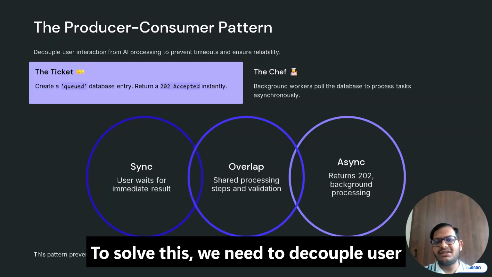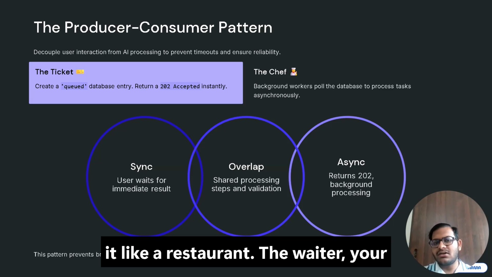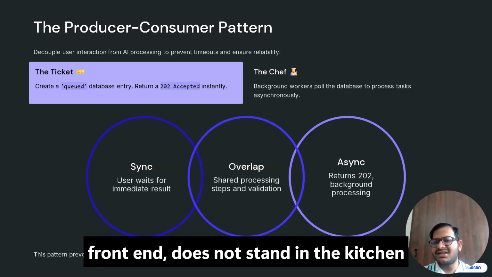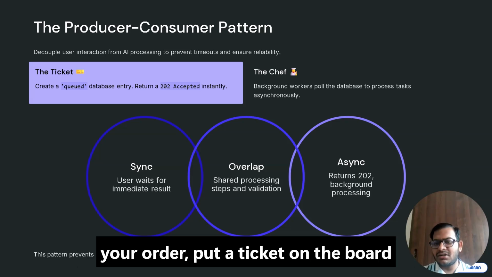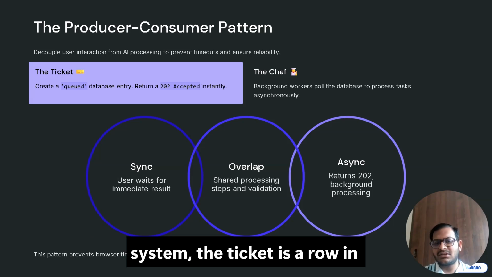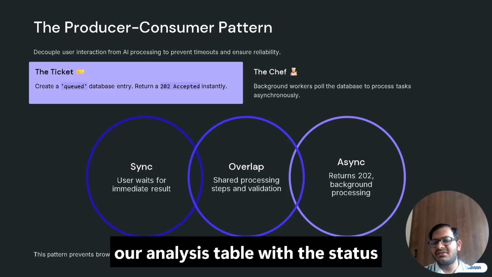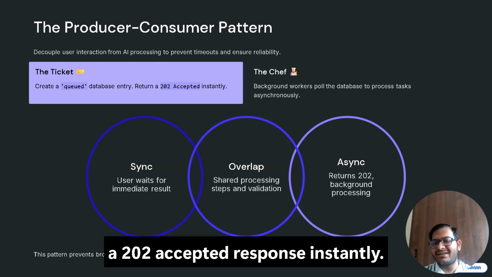To solve this, we need to decouple user interaction from AI processing. Think of it like a restaurant. The waiter, your front end, does not stand in the kitchen waiting for your steak to cook. They take your order, put a ticket on the board, and go help the next customer. In our system, the ticket is a row in our analysis table with a status of queued. The front end receives a 202 Accepted response instantly.